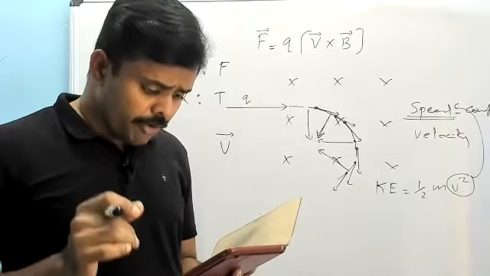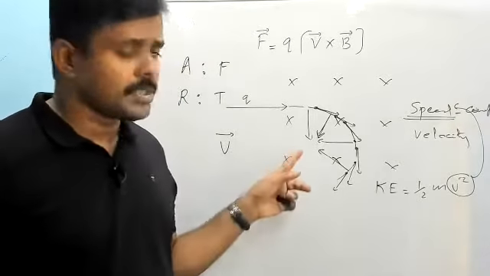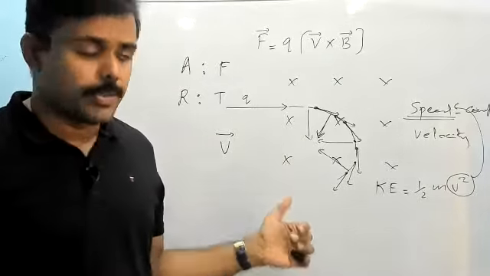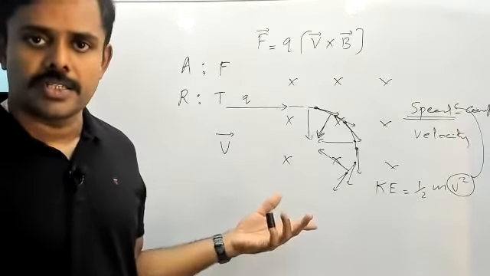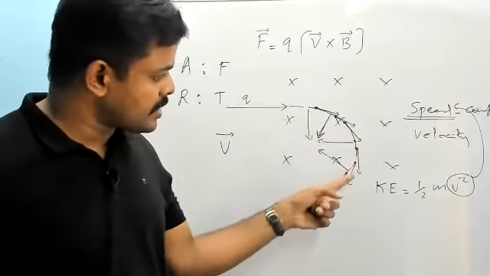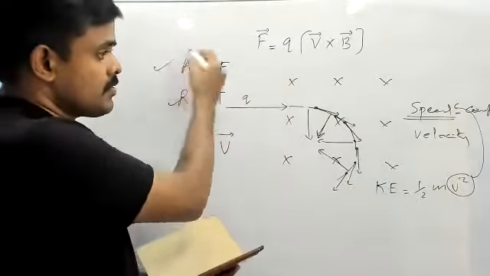Second statement: force changes velocity of charged particle. Obviously, it changes velocity, because velocity is a vector quantity. It can change when the direction changes. Obviously, the direction keeps changing, right? Yes, so that statement is true. Reason is true, but assertion is false.